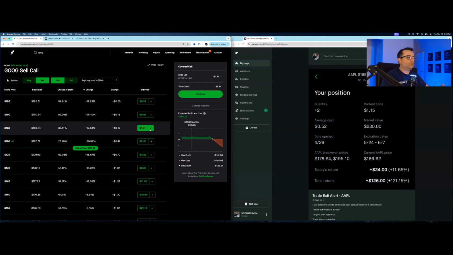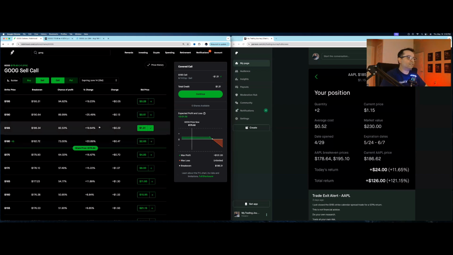If I was just selling the call option, guess what? The maximum profit I could make is 131 per contract, and the max I could lose is unlimited because it could just skyrocket, all right? And I'd be completely out of luck, okay?